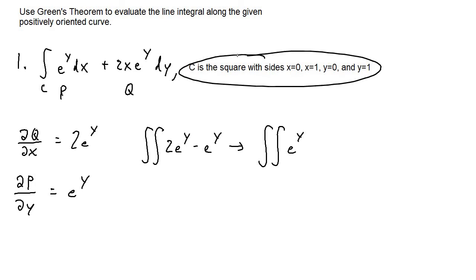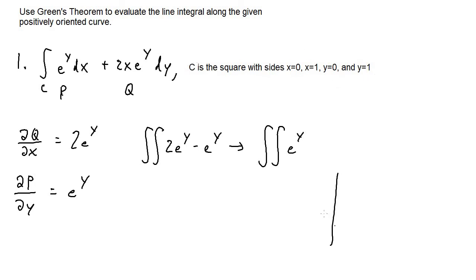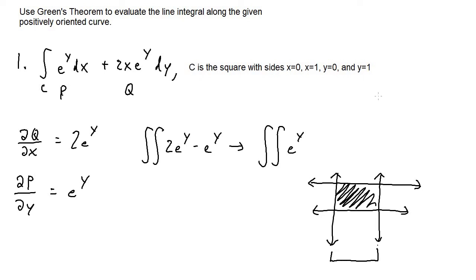So I'll go ahead and graph the square. So C is going to be the square with sides x equals 0, so just the y-axis, x equals 1, y equals 0, so that's the x-axis, and y equals 1. So basically talking about this region here. Now obviously we can tell the x values range from 0 to 1, and the y values also range from 0 to 1.